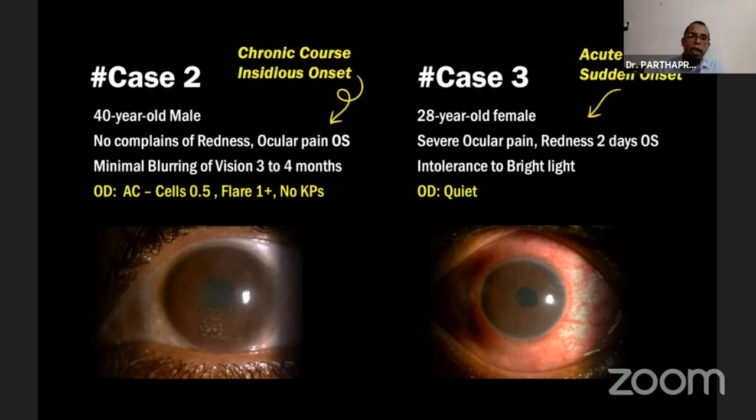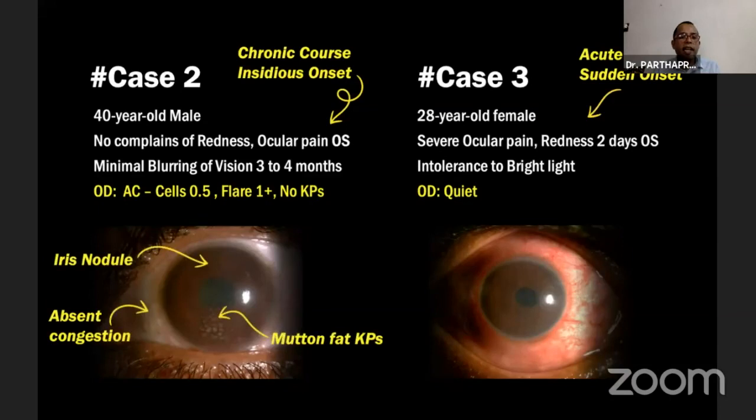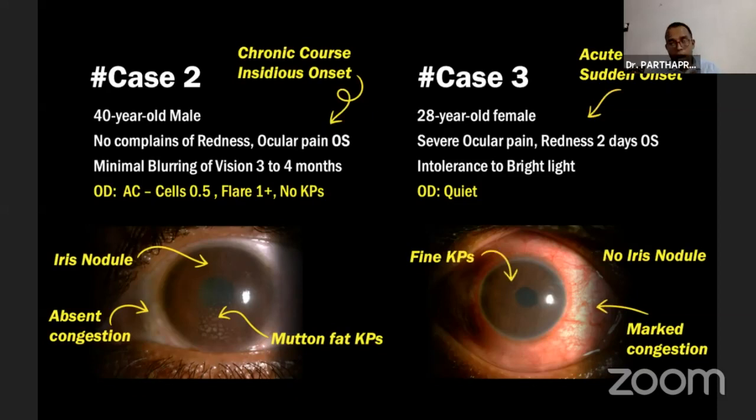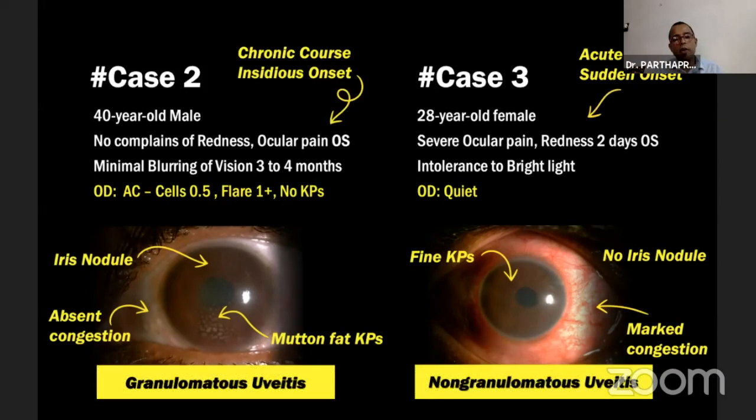So now let's go into this case. The first case, from the history, you can make out it has a chronic course and an insidious onset. That means the patient is not aware how the disease has started. The second case has an acute course and a sudden onset. And when you further examine, you can see the iris nodule in the first case, absence of congestion, and there are a lot of mutton fat KPs in this first one. Whereas in the second case, there is marked congestion of the eye, very few fine KPs, no iris nodule. So you can easily make out that it's a case of granulomatous uveitis and the lady is having a non-granulomatous uveitis.